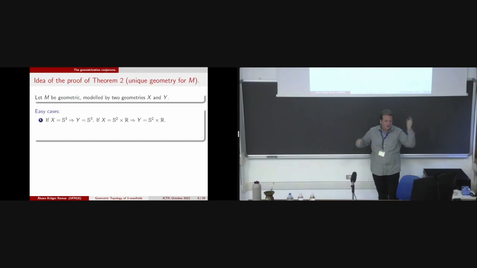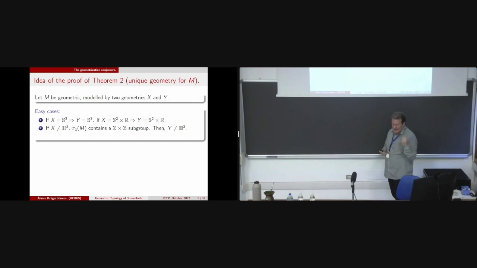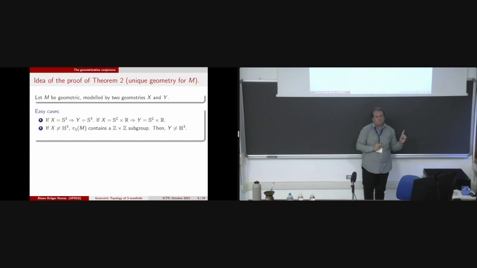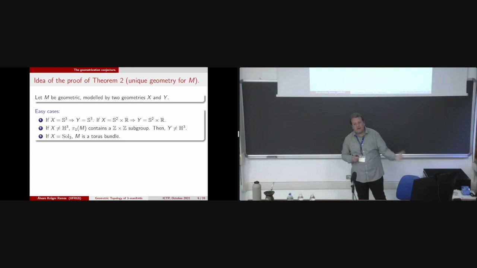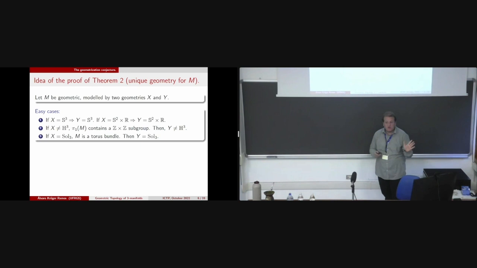Now, if X is not H3, then we know that pi 1 of M contains a Z cross Z subgroup. H3 is the only geometry that creates these atoroidal manifolds. So Y cannot be H3 either. And the last easy case is if X is Sol, then we know that M is a torus bundle, and so Y is also Sol. Those are the easy cases to look at.